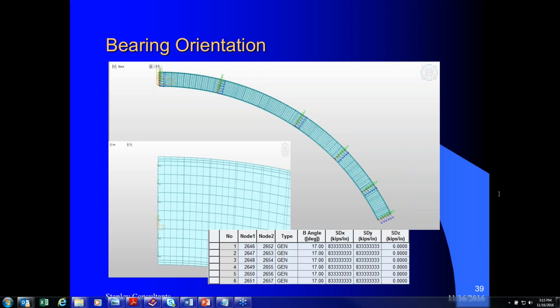Okay, next question: how do you calculate the stiffness of bearings? Yeah, that's not an easy thing to do. The best thing is to contact the bearing vendor, and they will provide you with those stiffness values. It's not an easy thing to do.